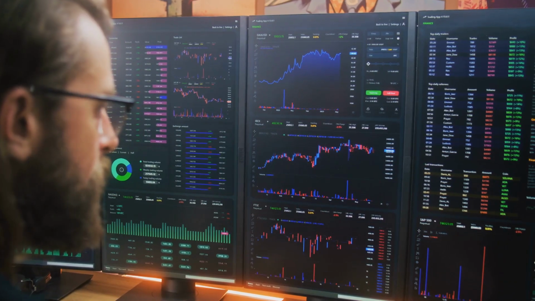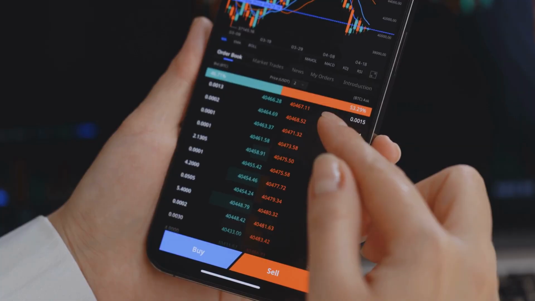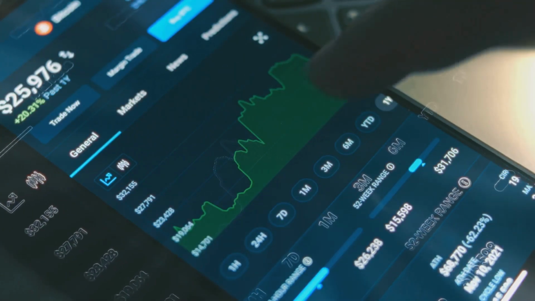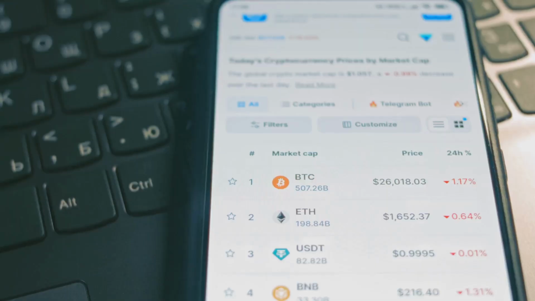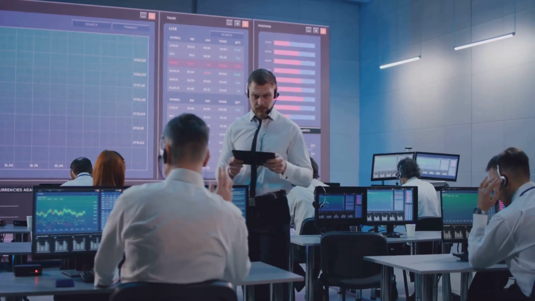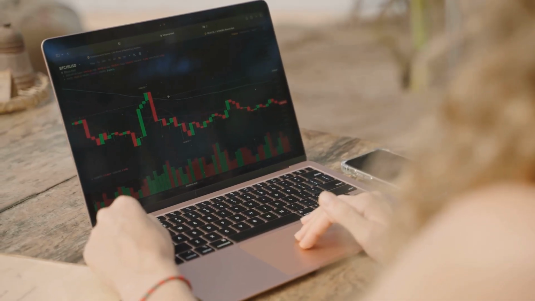It is important to remember there is no single best order type. The right choice depends on many factors. It depends on your specific trading strategy, current market conditions, and volatility. Your personal risk tolerance is also key. What works for one trader might not work for another. Always consider your goals.